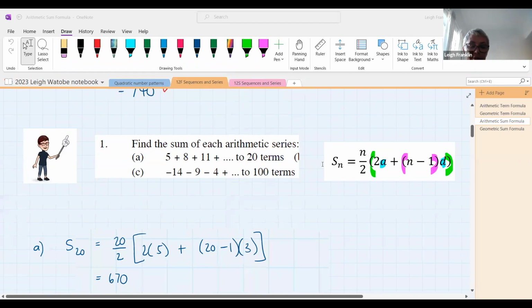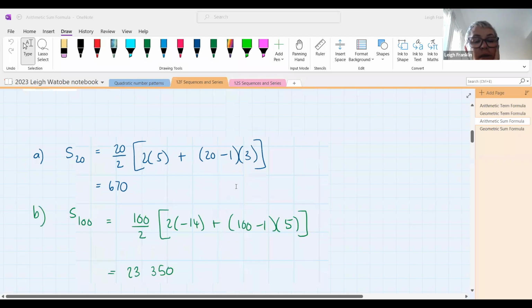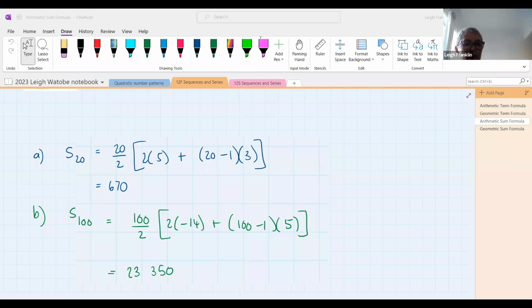That was the first question. So your sum to 20 would have been 20 over 2, brackets 2 times 5 plus 20 minus 1 times 3, which was our difference. So I also get 670. And then for the second question, I got the same as you, Mikhail, and whoever else. Nalwazi, yes, in the very beginning. Okay, that would be the second one.